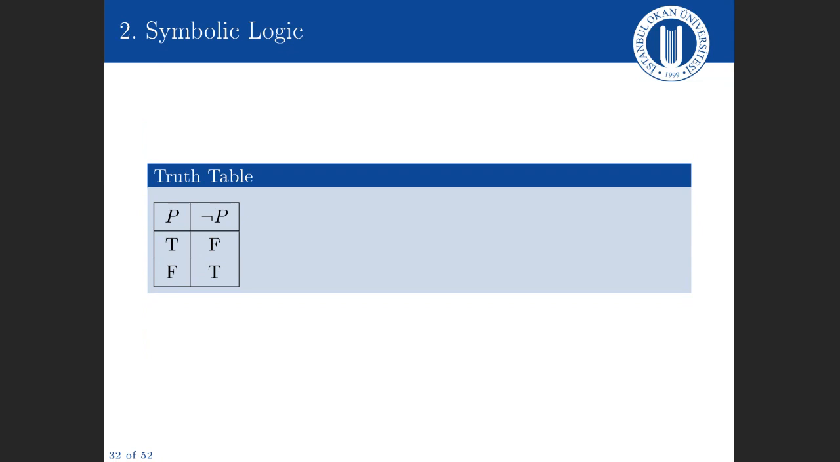A nice simple truth table for not P. If P is true, then not P, the opposite, must be false. If P is false, then not P must be the opposite. Not P must be true.